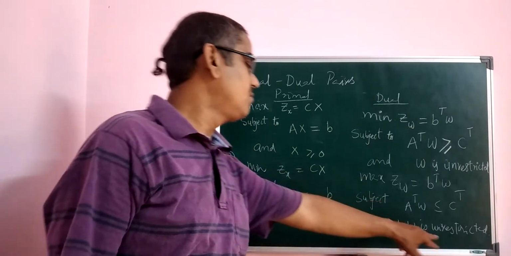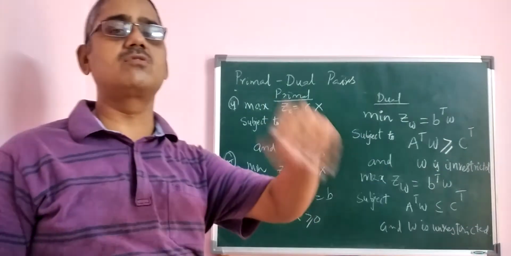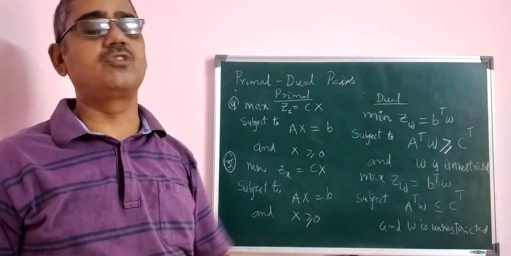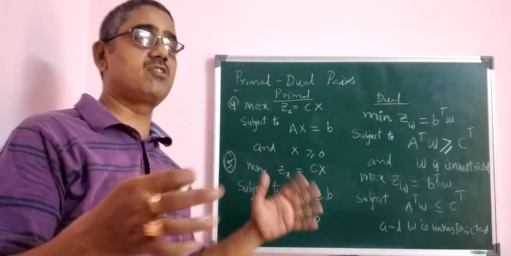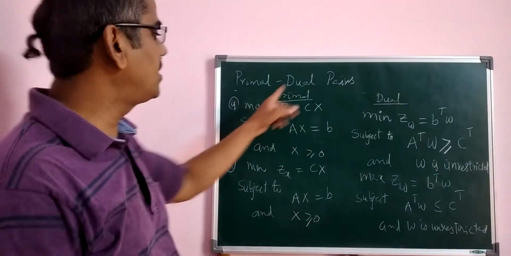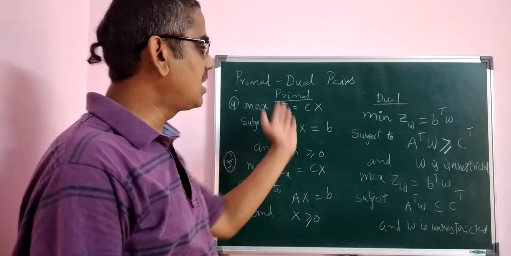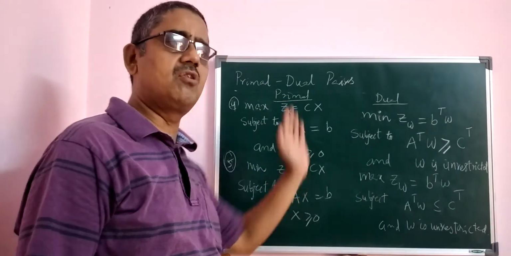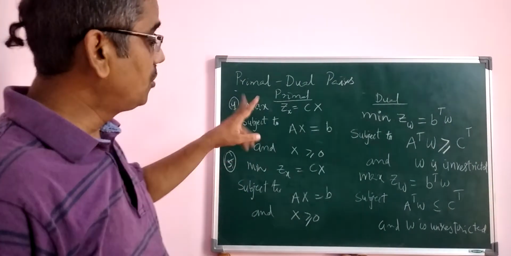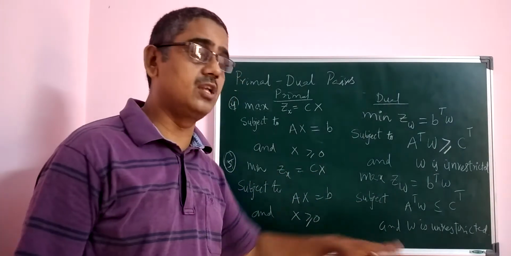X is restricted, but omega is unrestricted. There is no restriction on sign. It may be greater than or equal to 0, it may be less than or equal to 0, taking positive and negative values. So these are some forms where the basic structure does not change. Maximization becomes minimization, minimization becomes maximization. Less than or equal to constraints become greater than or equal to, and vice versa. No change. The only change is in the restriction on the sign.